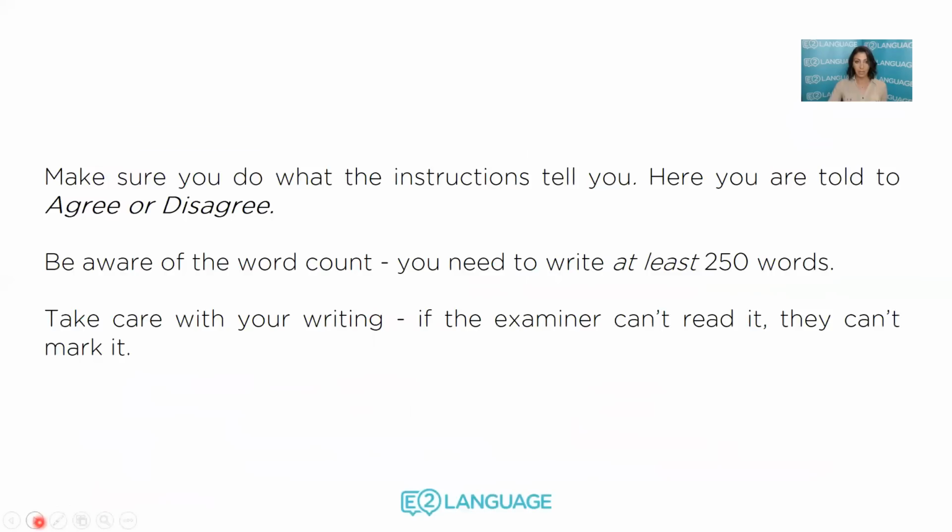So some tips on writing an agree, disagree essay. Make sure you do what the instructions tell you. Here you're told to agree or disagree, so pick a side. Be aware of your word count. You need to write at least 250 words. If you write under that, you will be penalized and your score will suffer. So you want to practice, guys, as much as you can, writing essays and getting used to writing 250 words in 40 minutes.